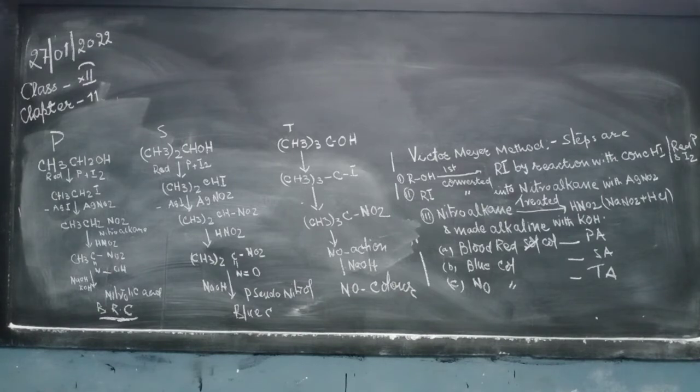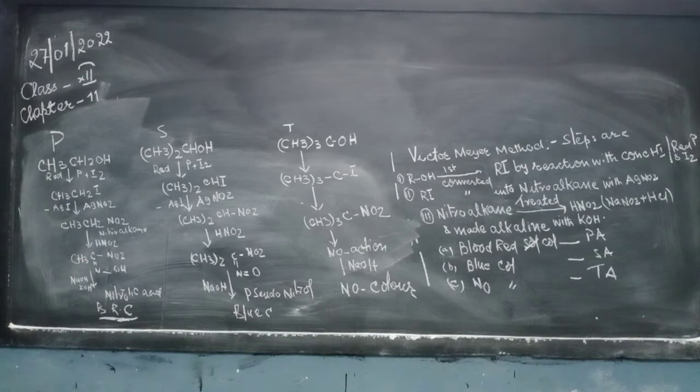What will you find after making it alkaline? Blood red color. If blood red color appears, it is primary alcohol. If blue color appears, it is secondary alcohol. Lastly, if there is no color, it is tertiary alcohol.